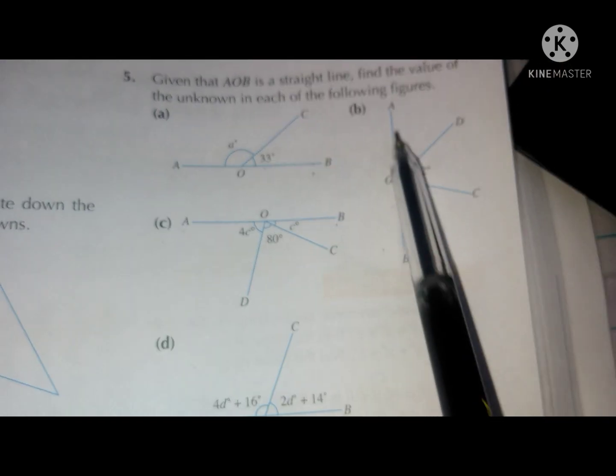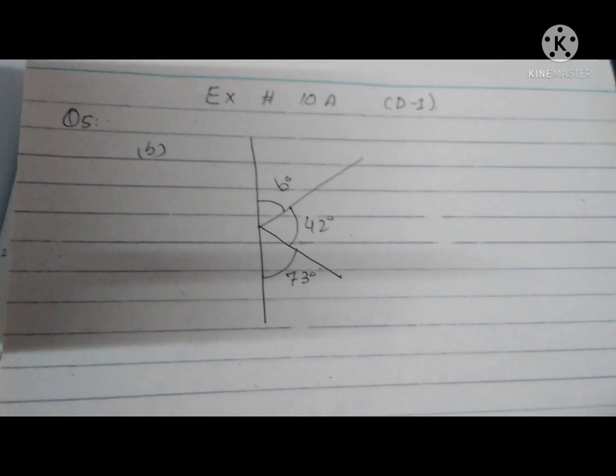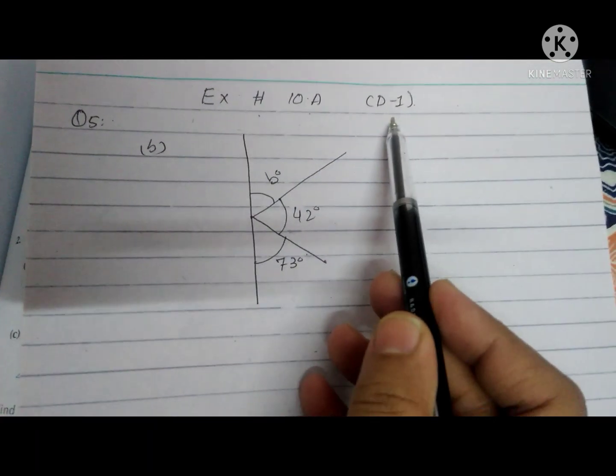Similarly, we are having the B part. In this part there is a straight line, AOB is a straight line. So let me focus on this. B plus 42 degrees and 73 degrees, these are the angles. They are on a straight line. And we have discussed that when angles are on a straight line, they must be equal to 180 degrees. We are solving this B part. So that is exercise 10A question 5, B part.